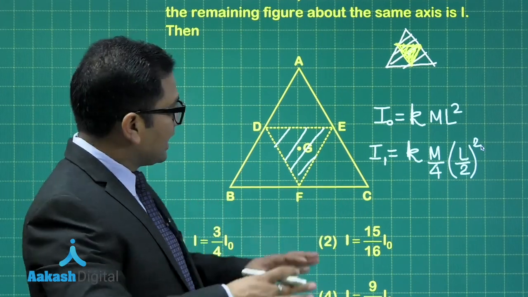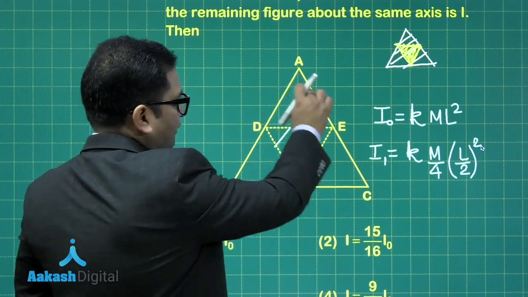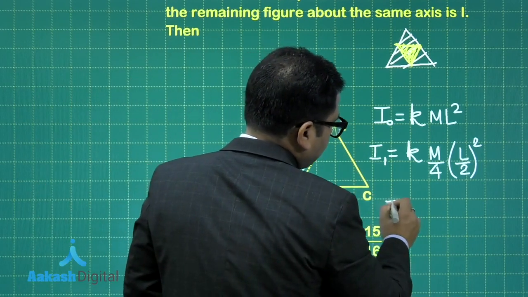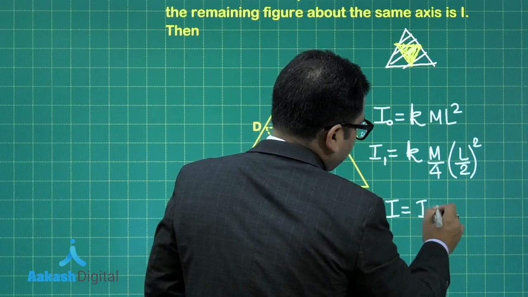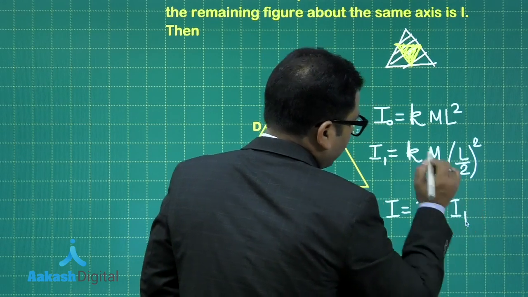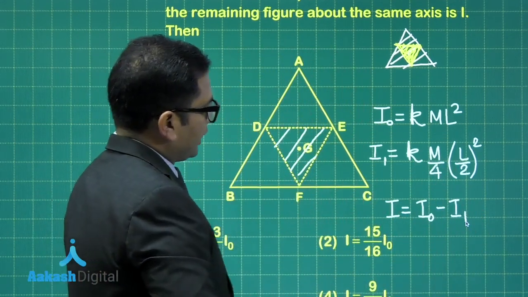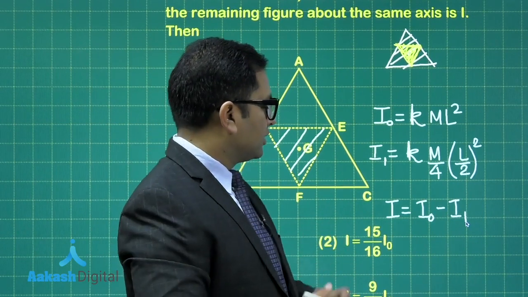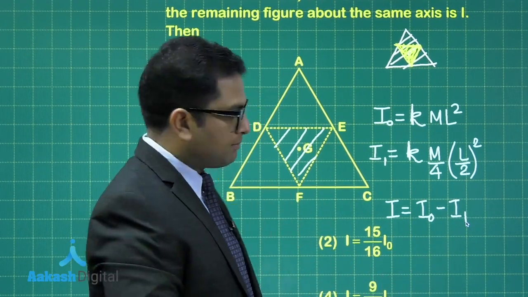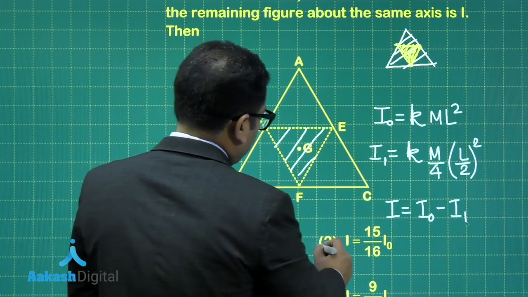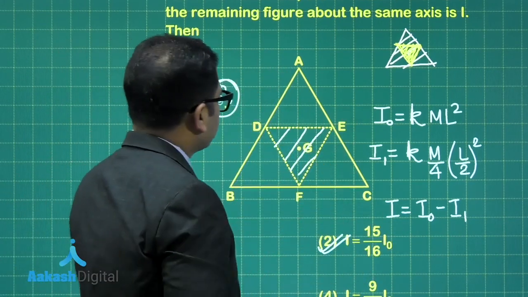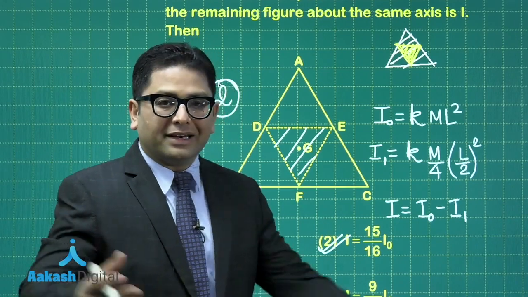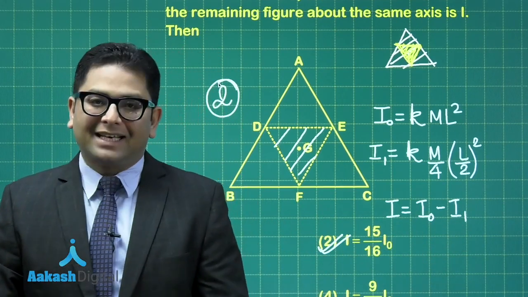And now I need to calculate the moment of inertia of the remaining one, which the question calls I. That's very straightforward. That will be I naught minus I1. And when you solve this in a very straightforward manner, the value is going to be 15/16 times I naught. So yes, the correct option will be option number 2. Now it's time to move to the next question.